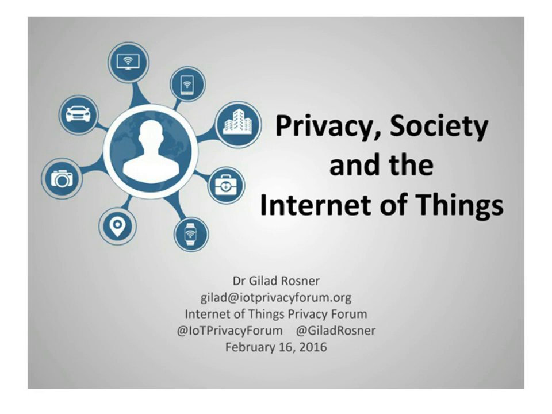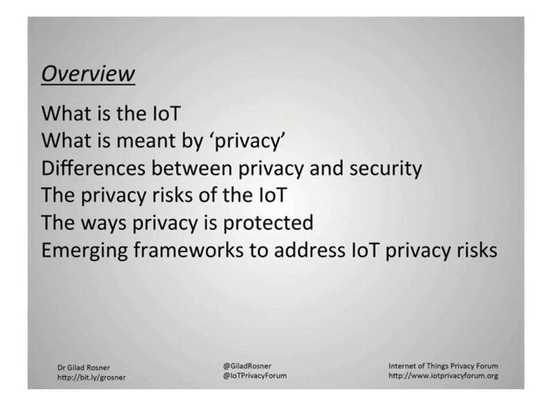The webcast today will start off with a brief discussion of the nature of the Internet of Things. Then I'll discuss a few of the major meanings of privacy. I'll talk about the differences between privacy and security. Then we'll launch into a discussion of the privacy risks the IoT implies. We'll look at the ways that privacy is protected, and then explore some of the frameworks emerging to address IoT privacy risks specifically.